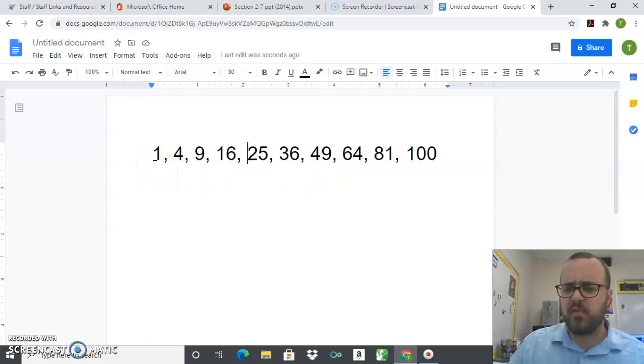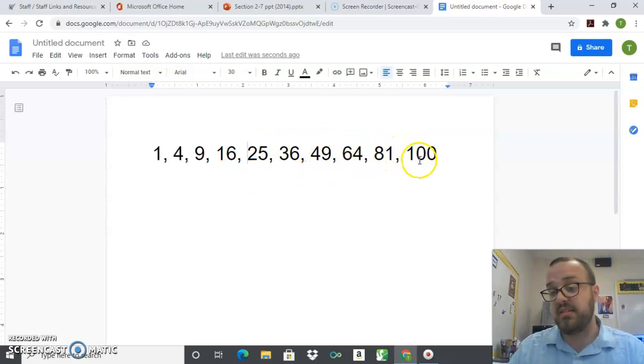And why are they perfect squares? What makes these numbers special? Well, they're actually the numbers that are integers multiplied by themselves. So 1 is 1 times 1. 4 is 2 times 2. 9 is 3 times 3, so on and so forth, all the way up to 100 is 10 times 10. So that's why these are the first 10 perfect squares.